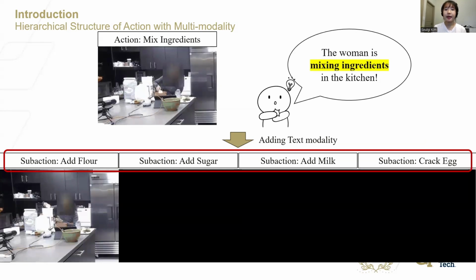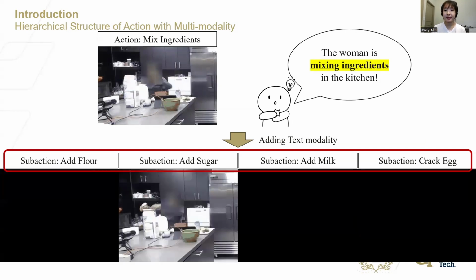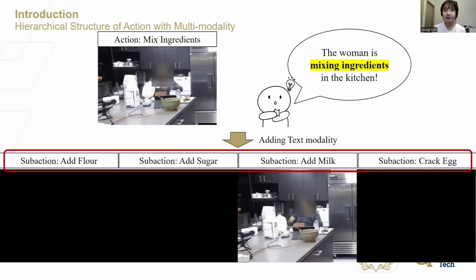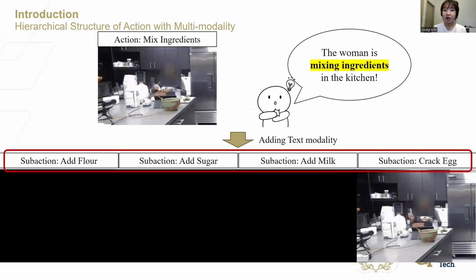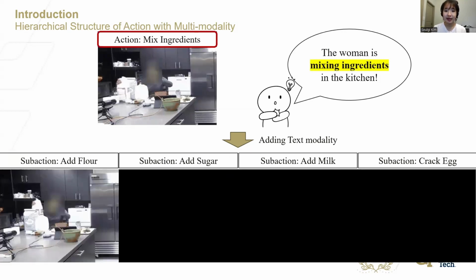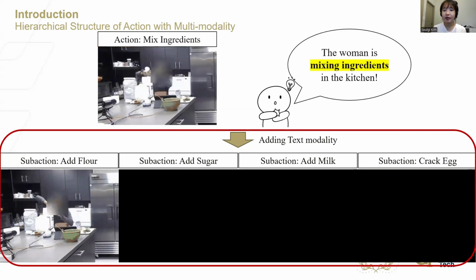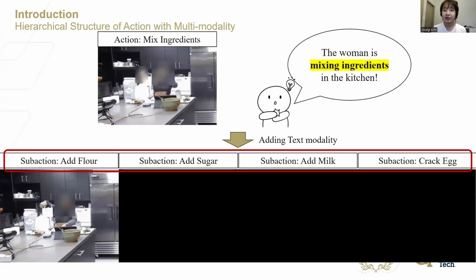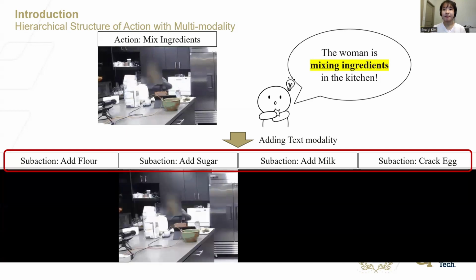For example, by disambiguating the sub-actions into adding flour, adding sugar, adding milk, and cracking an egg, we now interpret the target action as mixing ingredients. By leveraging both multi-level decomposition and multimodal signals, we can effectively reduce action ambiguity.